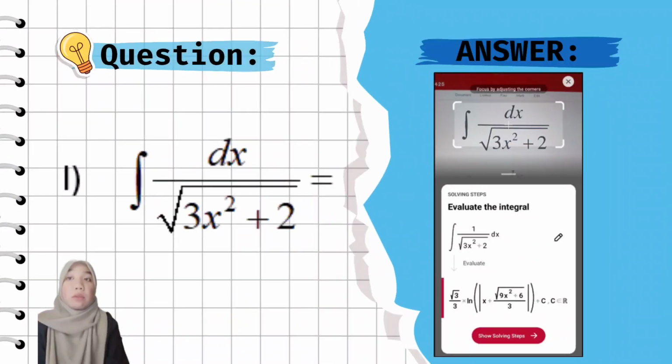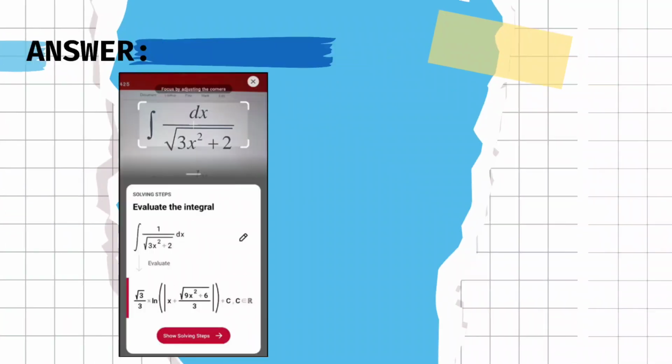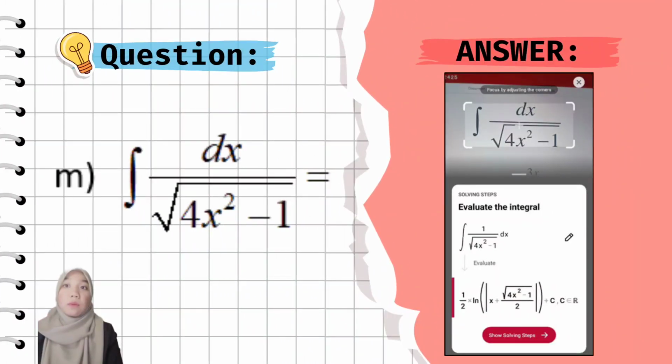For question 12, we use Photomath to solve it, and we just need to scan the problem. The question was about the integral of dx over square root of 3x to the power 2 plus 2, and the answer is square root of 3 over 3 multiplied by ln of x plus square root of 9x to the power 2 plus 6 over 3 plus c.